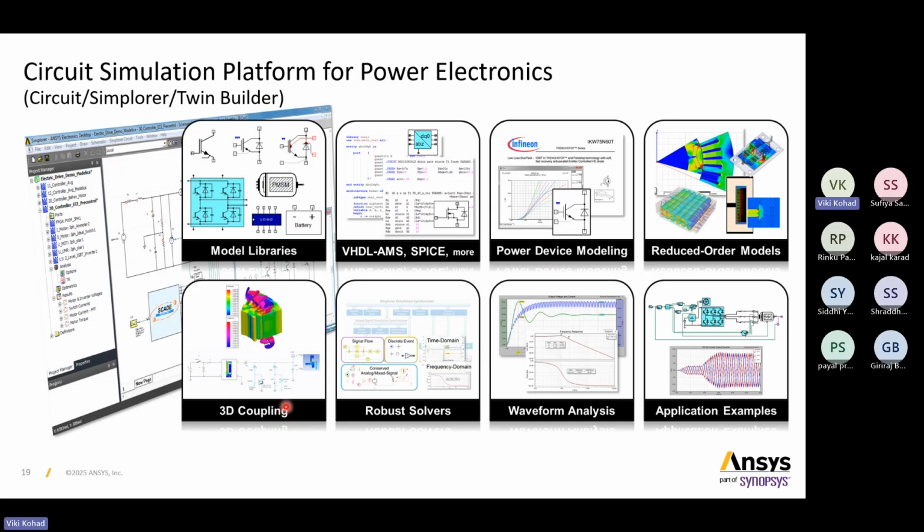Then the 3D coupling part is there. 3D coupling is basically the co-simulation part. Co-simulation means you can simulate the behavior on the basis of different physics, not just one physics. If we have electronics physics and mechanical or thermal physics, you can incorporate those physics inside one window, which is Twin Builder in terms of circuit, and then you can see the simulation results of your co-simulation.